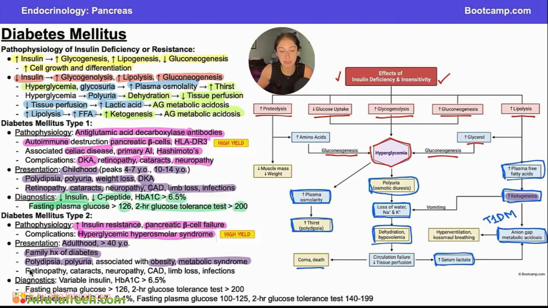Complications of type 2 diabetes are very similar to type 1: retinopathy, cataracts, neuropathy, coronary artery disease, limb loss, and infections. And we'll go into all of these in more detail when we discuss the diabetic complications video.